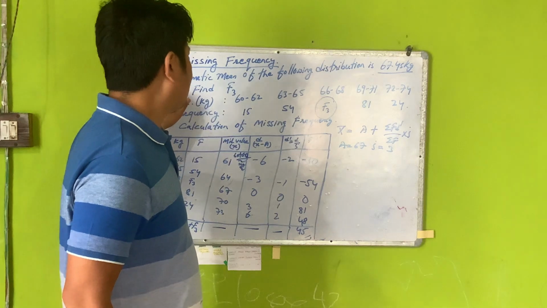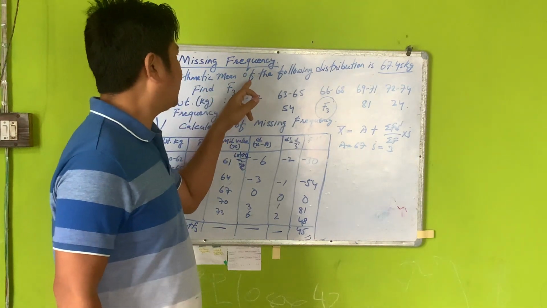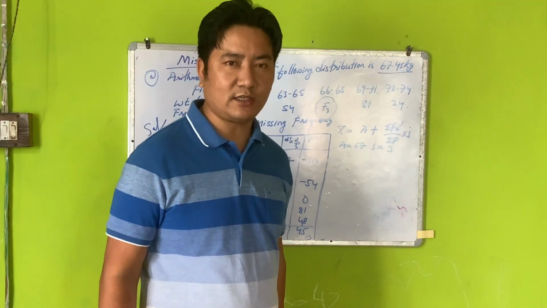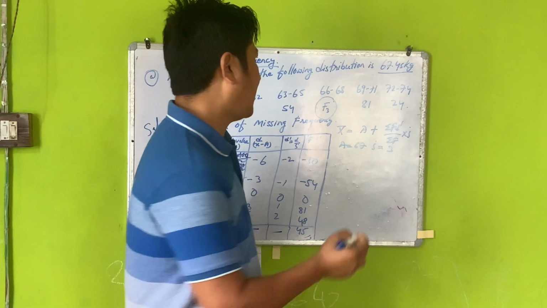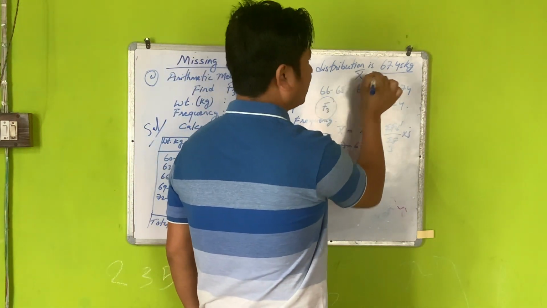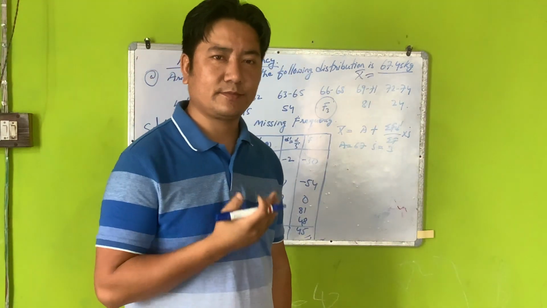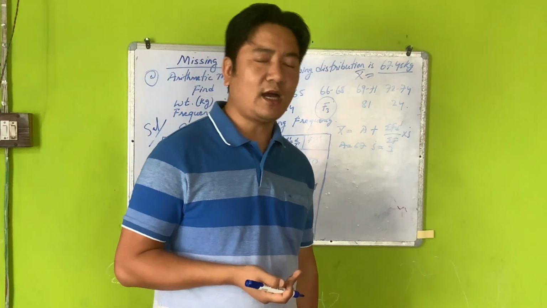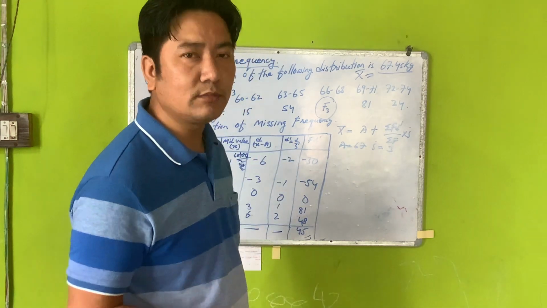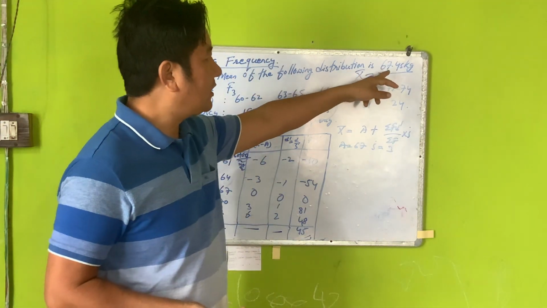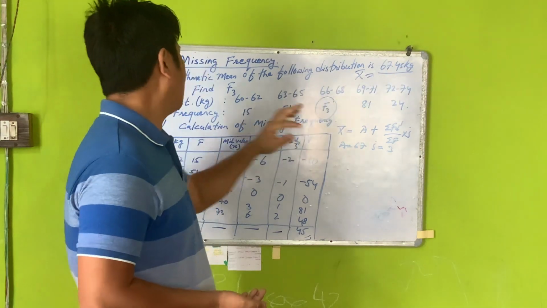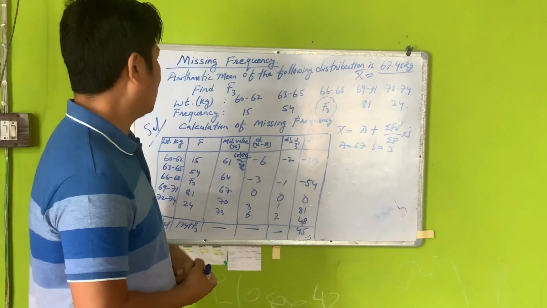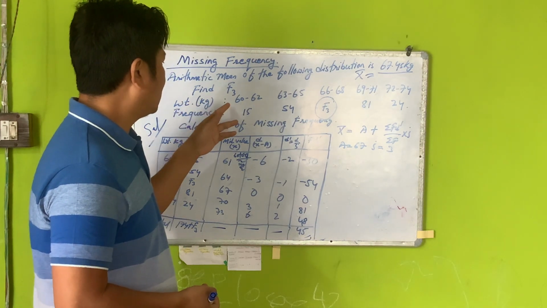So the question is like this: the arithmetic mean of the following distribution is 67.45 kg. So in this particular question they have given x bar. Usually what we do is we find x bar, but in this question x bar, the mean, is given, and you are asked to find something different. What? Missing frequency. So the arithmetic mean is 67.45. Find f3. You are asked to find f3.